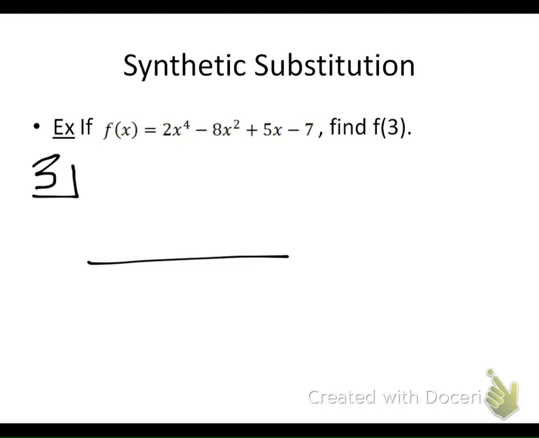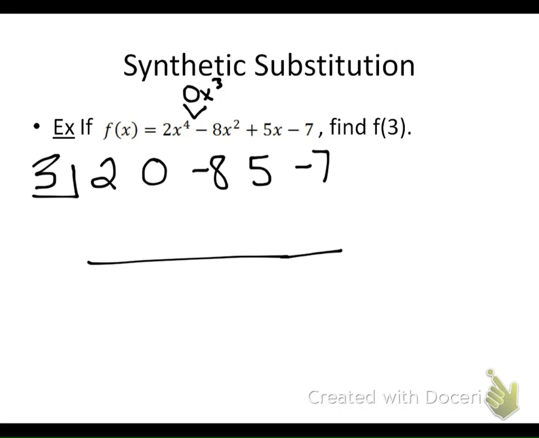But here's the problem. Notice how we're missing a term. What term are we missing? We're missing the cubic term. So to hold that place value, I'm going to insert a 0 x cubed right here. So when I write down my coefficients, I'm going to put 2, 0, then negative 8, 5, negative 7. Question? You put the 3 in the box because that's what we're looking for.